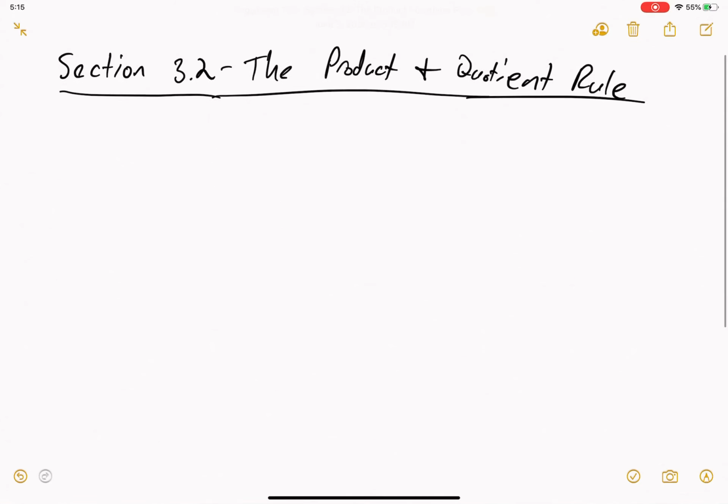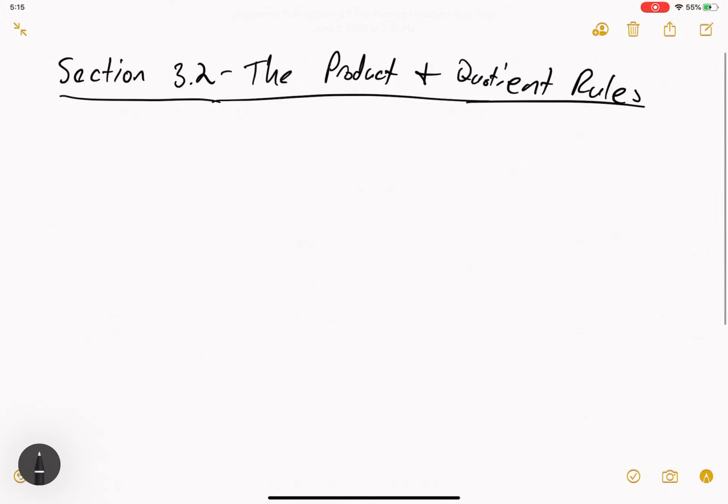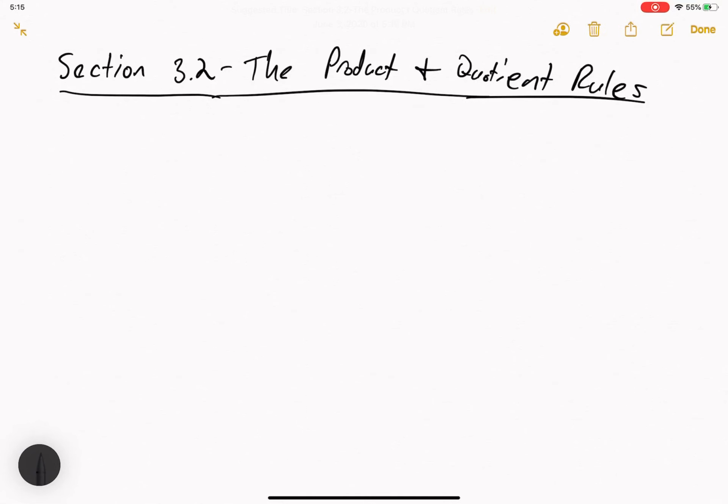Hello guys, so we're going to be covering section 3.2, which is going to be the product and quotient rules. Okay. So, first things first, if you remember what we talked about in the last section, 3.1, we talked about the power rule. And we talked about how to do derivatives, exponents, and we learned a few basics for derivatives. But we still have many other cases we need to cover.